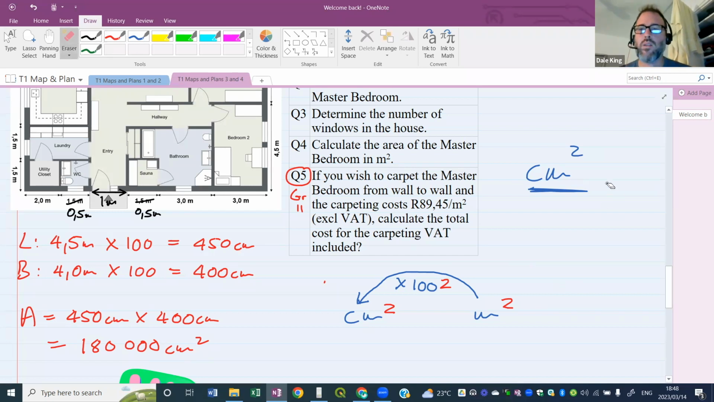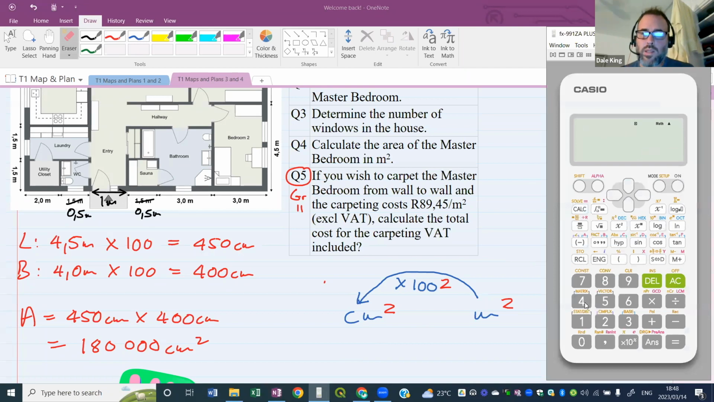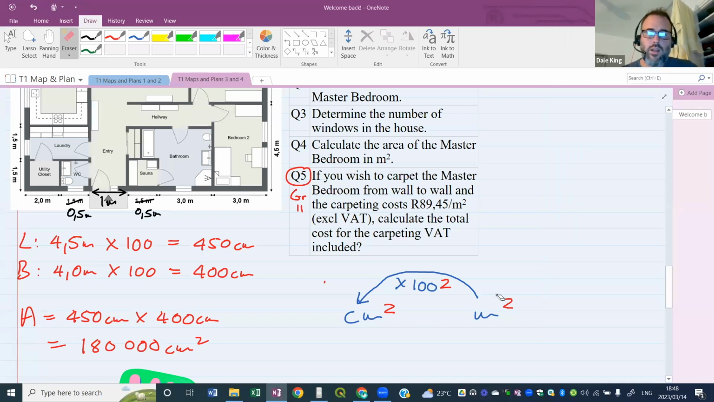Okay, let's see if that works on the calculator. All right. So remember we said 4.5 meters times 4 meters, and that gave us 18 meters squared. Well, I can take 18 meters squared, 18, and times it by 100 squared, and look at the answer. Okay, 180,000 again. Okay, so that's the second way you can do it.